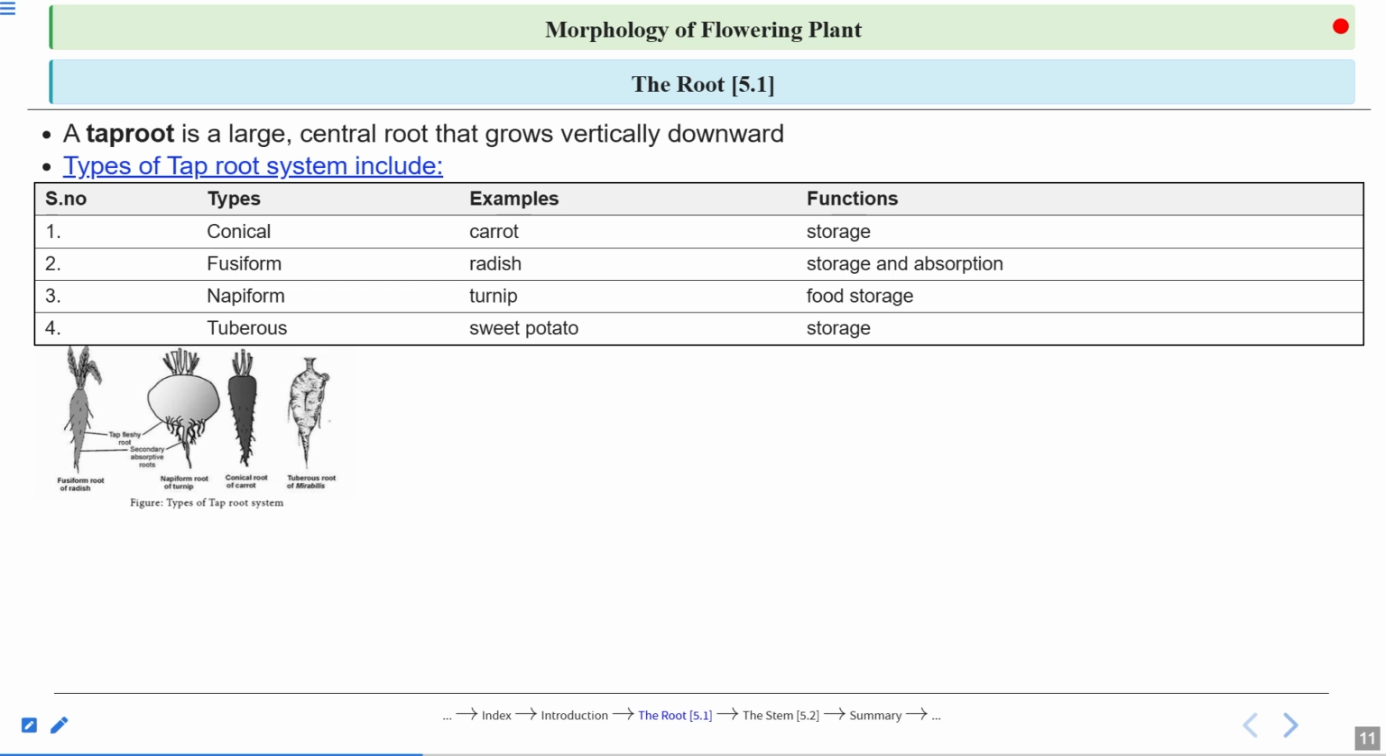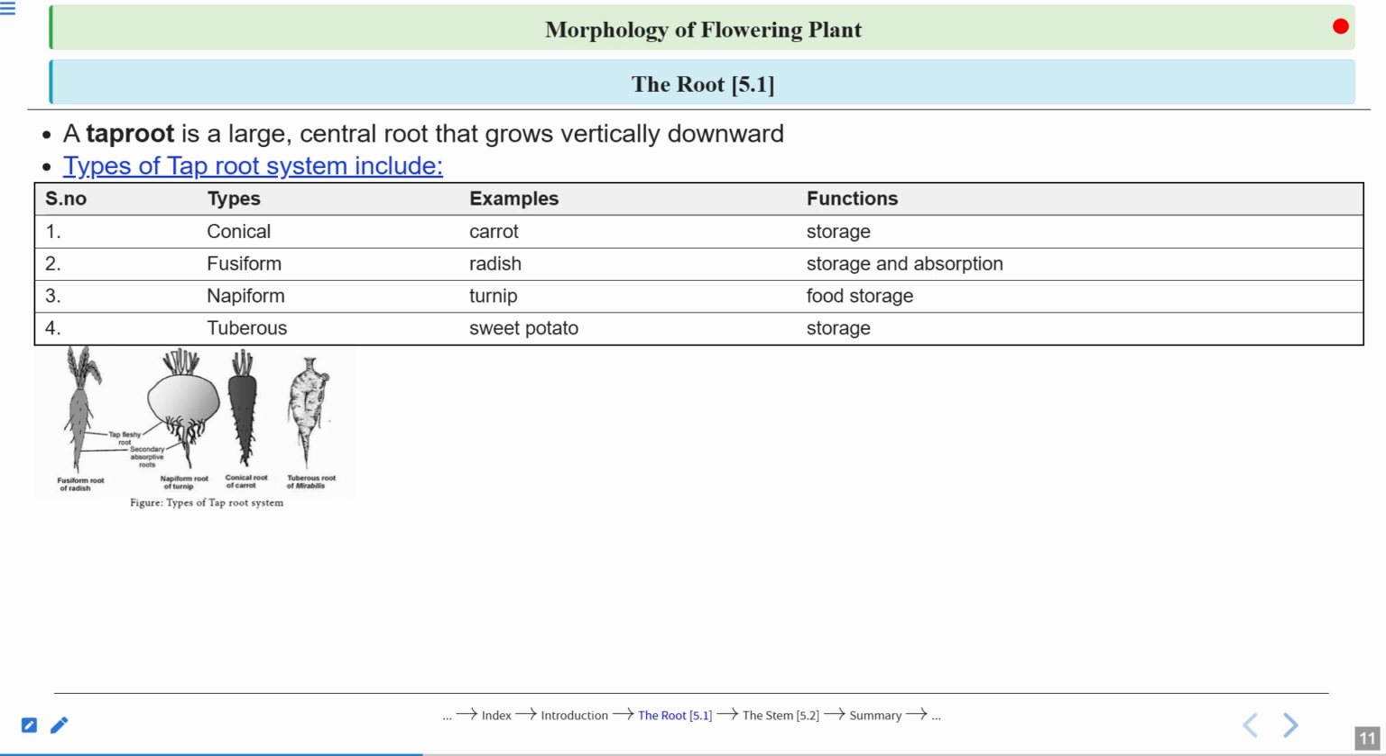Mustard root, then what is the function of the mustard root? It provides anchorage to the soil. It absorbs the nutrients from the soil. It absorbs water from the soil, and all the nutrients present in the soil get to the plant. They are available to the plant via these roots only.